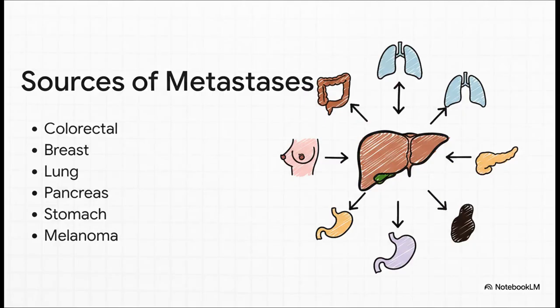Well, think about it. The liver has this massive blood supply. It's like Grand Central Station for the body's circulation. So it's a really common place for cancer cells traveling in the blood to set up shop. Cancers from the GI tract, like colon or pancreas, often go there first because of the blood flow. But as you can see, lung cancer, breast cancer, and even melanoma also frequently spread to the liver.